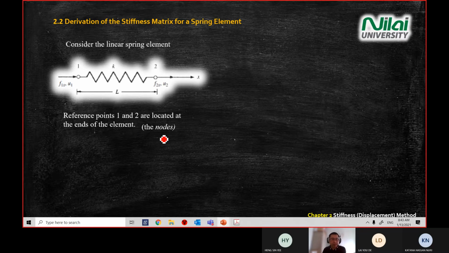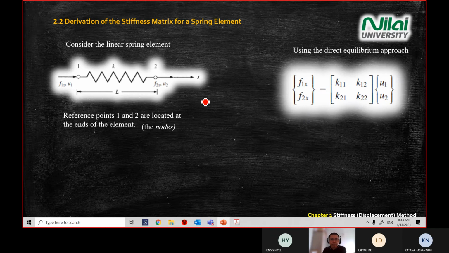So I explained already what is a node. Now we're going to look at a new matrix formula for today. We're going to convert all this diagram into a matrix form. Because we know that the general equation that we learned for this chapter is F equal to KD, we will keep repeating this formula.